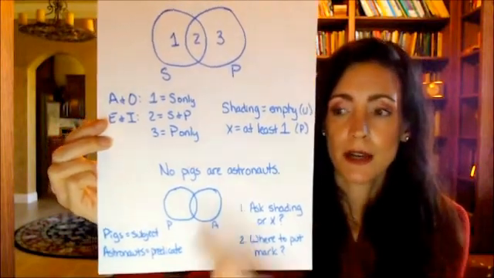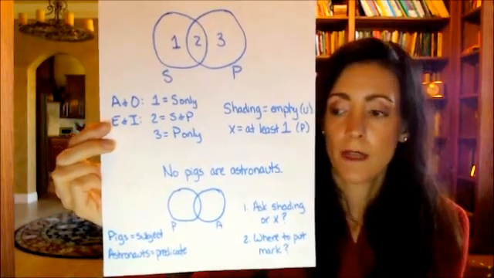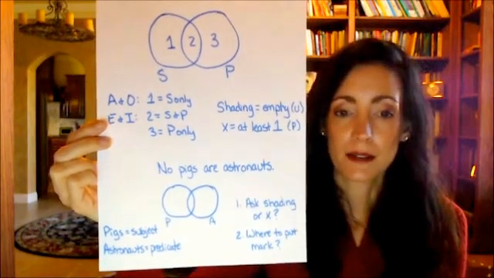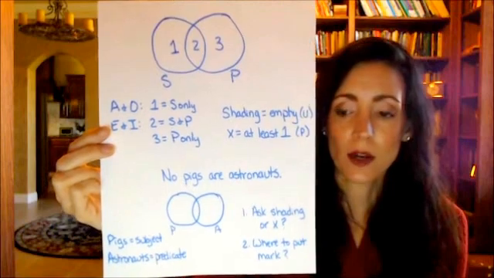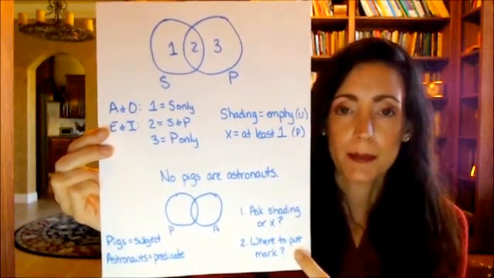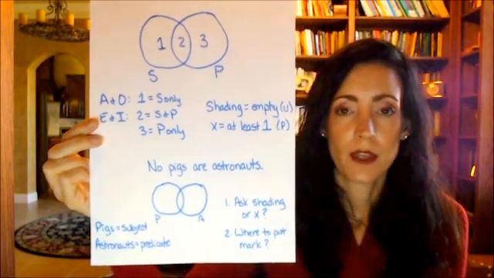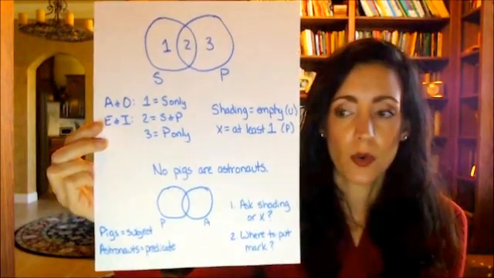To diagram this statement on here, you have 2 questions you're going to want to ask yourself. The first question is, am I going to use shading or an X? Once you determine that, then you ask the second question, where am I going to put the mark? This ends part 1 of the video, and for part 2, click on it so we'll work from here.